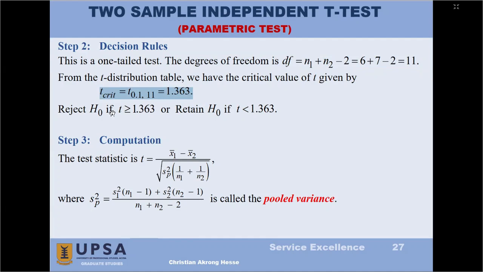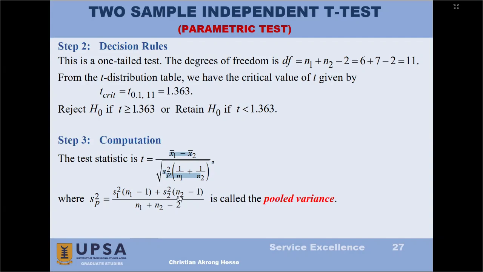So here, as usual, we reject H0 if the computed t value is greater than the critical t value. And we retain H0 when the computed t value is less than the critical t value. So that is the decision rule. So we come to the computation. So we compute the t value using this formula, which is given to you during exams.